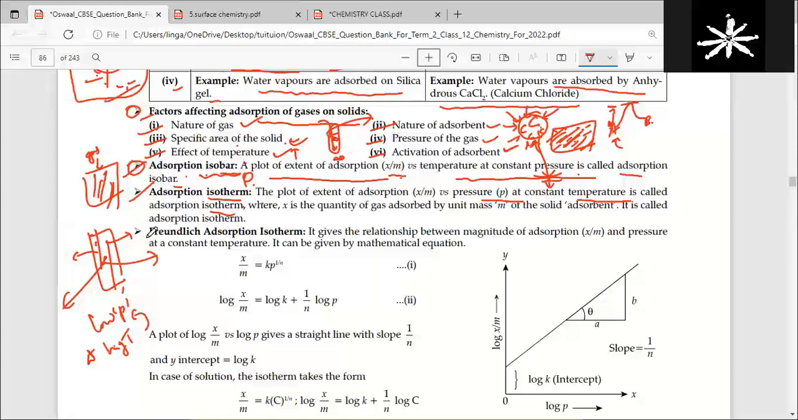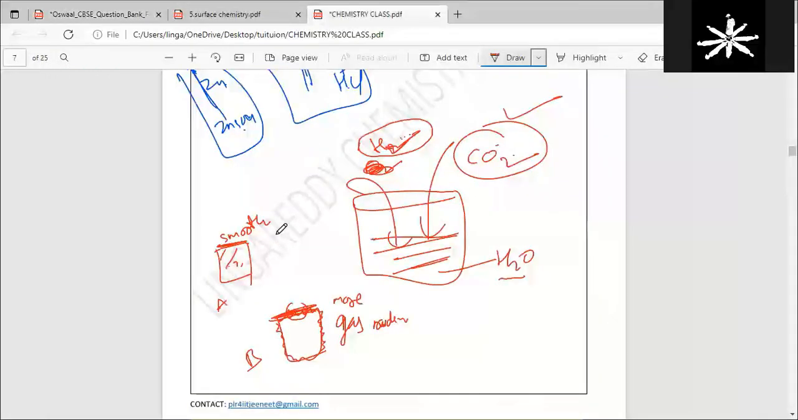Now, Freundlich, one scientist, observed adsorption isotherms. It gives the relation between the magnitude of adsorption, x by m, and pressure at constant temperature. It can be given by a mathematical equation. Generally x by m is there. What is that x by m?